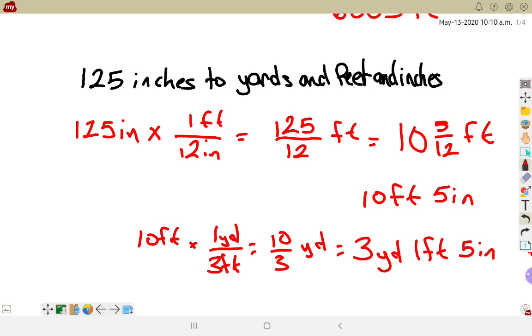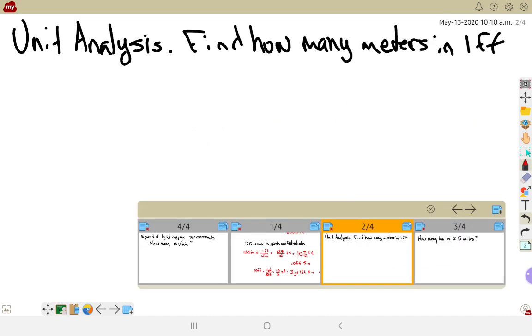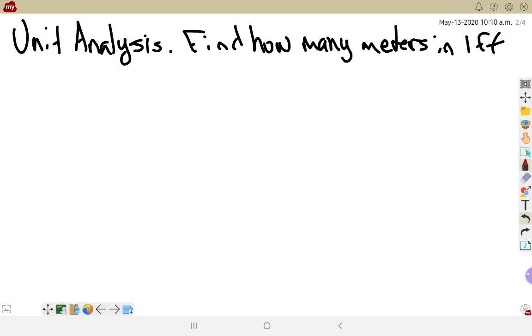All right, so what about going from metric to imperial and imperial to metric? Okay, so I'm going to use my unit analysis to find out how many meters are in 1 foot. You're going to have a few different conversions that you're going to see. The one important one that you need, the only one that you need, is the centimeters to inches conversion. That is your bridge between metric and imperial.